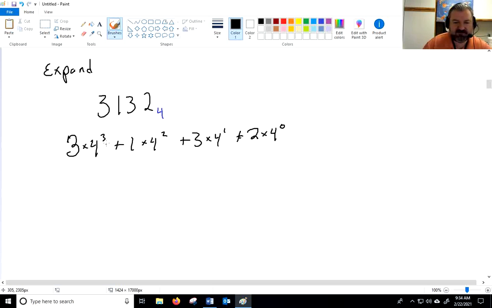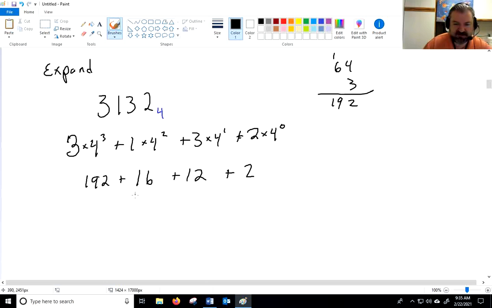Okay, 4 to the third is 64 in base 10, right? So I got to do 3 times 64. Let's see, 12. 18 plus 1 is 19, so that's 192. 4 squared is 16, so plus 16. 3 times 4 is 12. And then 4 to the 0 is a 1, so 2 times 1 is 2.